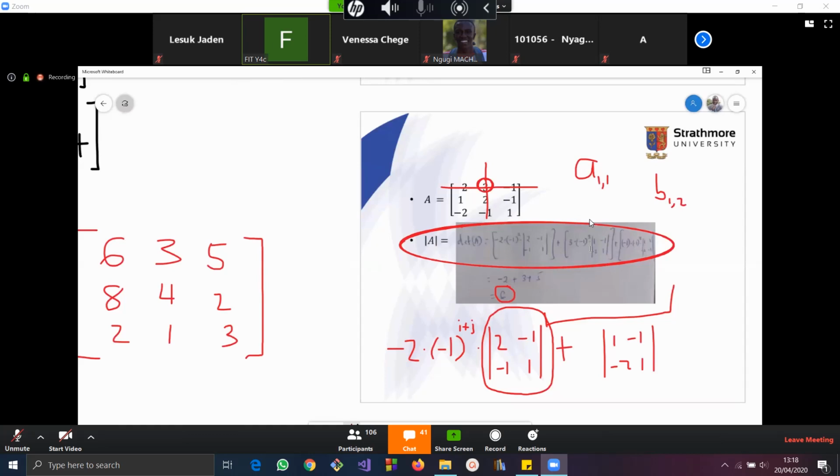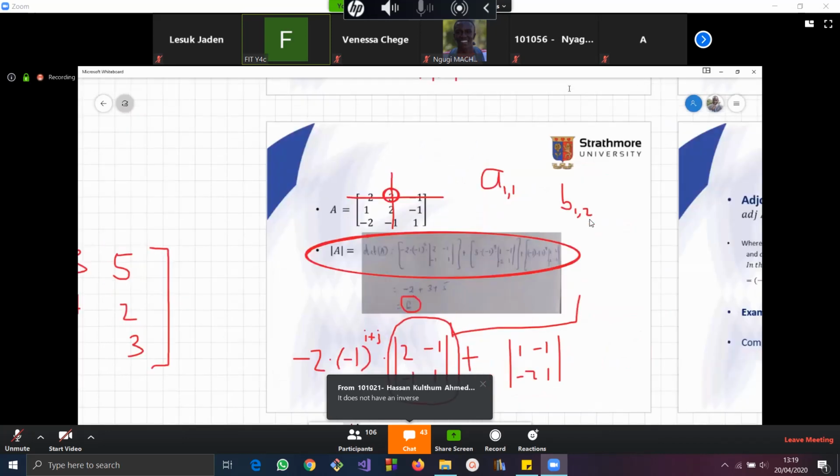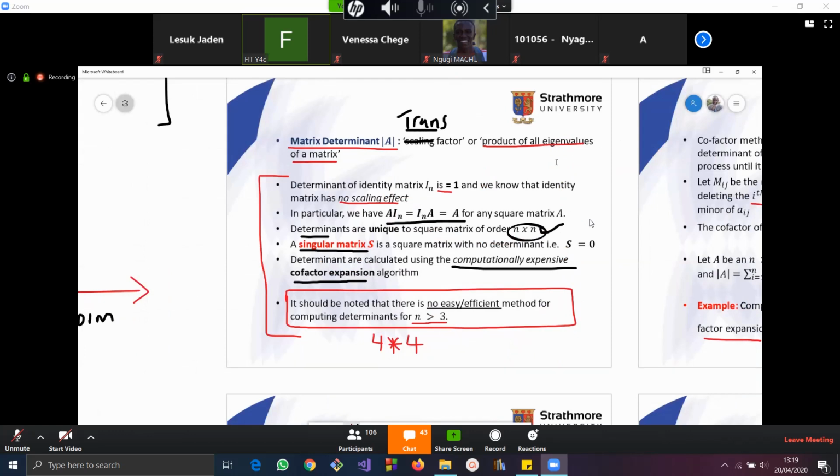Any thoughts? Okay, you guys are saying the matrix is singular, and yes, the matrix is singular. Sam actually confirms that. Yes, it's very true.